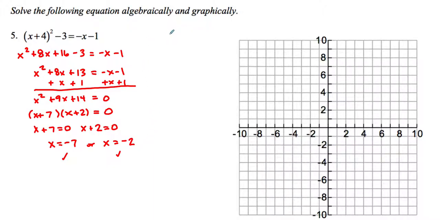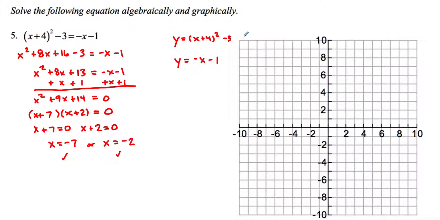And remember, there are two methods for solving graphically. One, you can set it equal to 0 and then graph it and find the two x-intercepts. Or we can take each side of the equation and graph it like it's its own function and then find the x-coordinates of the intersection points. And that's what we're going to do here. We're going to say y = (x + 4)² − 3, and y = −x − 1.